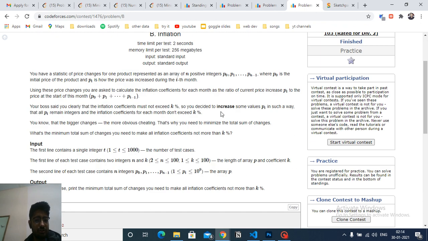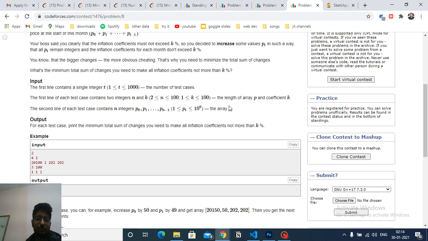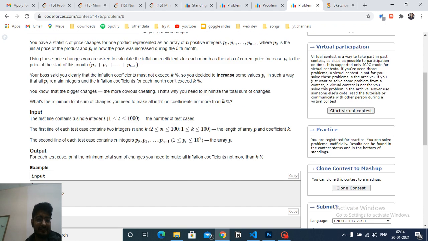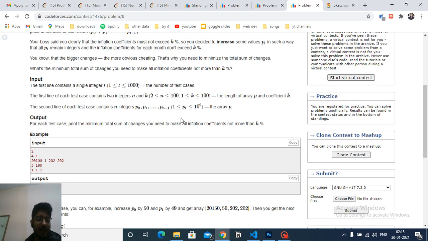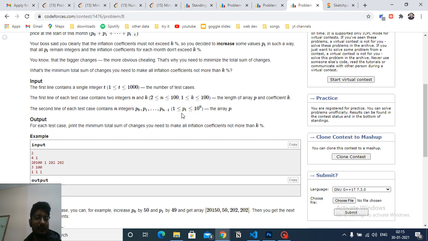Now you want to ensure that the inflation coefficients for all the months should be less than or equal to k, it should not exceed k. So k% means k divided by 100. The coefficient of each month, starting from this, should be less than or equal to k. If it goes beyond k, you can increment any value, the price or these increments, by any number, such that the inflation coefficient for any month does not exceed k%. And now you have to find the minimum total sum of the changes.